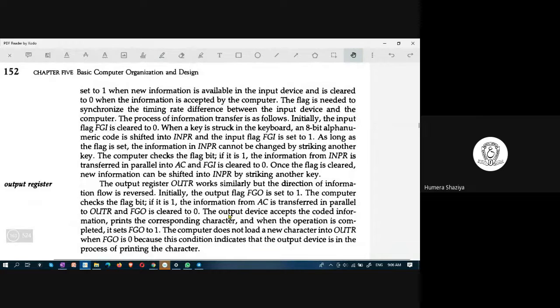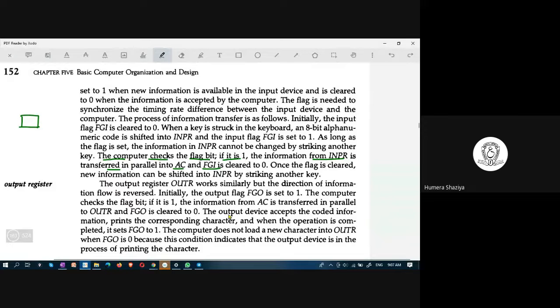Look here. The computer checks the flag bit. FGI and FGO are flag bits. They are implemented as single-bit flip-flops. If it is 1, the information from INPR is transferred in parallel into AC, as well as clearing of FGI. Two operations are performed whenever FGI is 1.